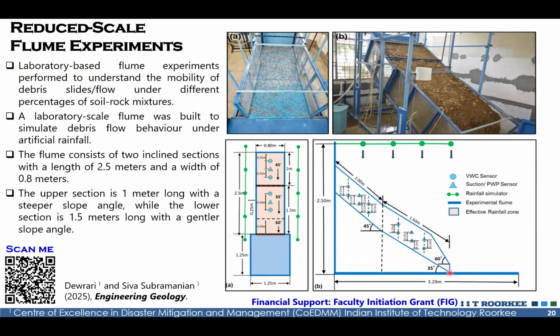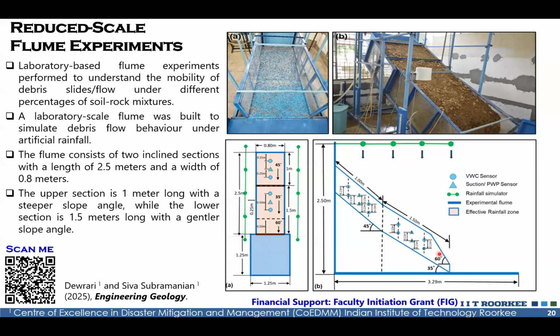In order to know whether the process understanding we gain from the traditional textbook will hold here or not, we did some reduced scale flume experiments. This flume was designed with financial support from IIT Roorkee, and this is the schematic of the flume. It has three sections: 1 meter, 1.5 meter, and then 1.25 meter. It is inclined at an overall angle of more than 45 degrees, and two sections are inclined at 45 and 35 degrees. We have the convenience of changing the slope angle as well.